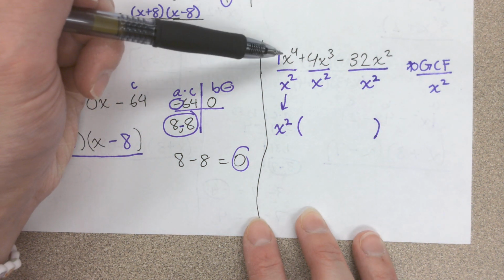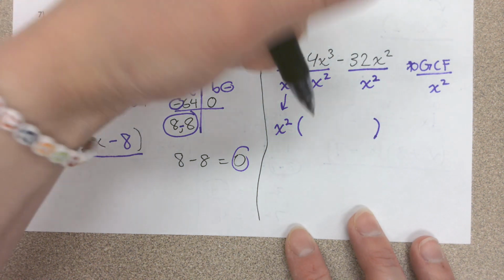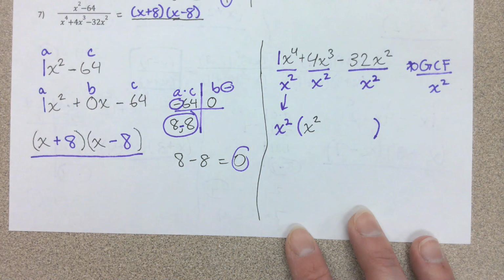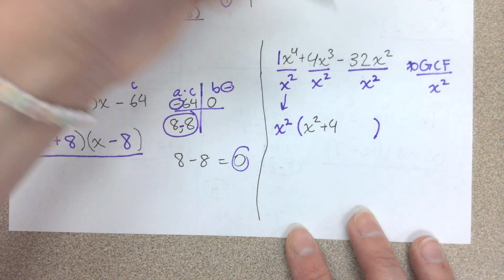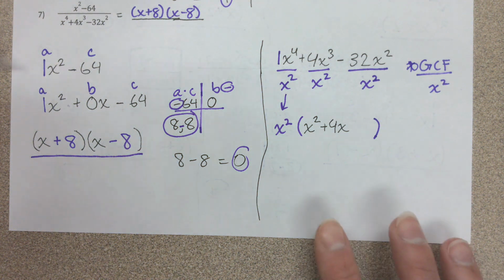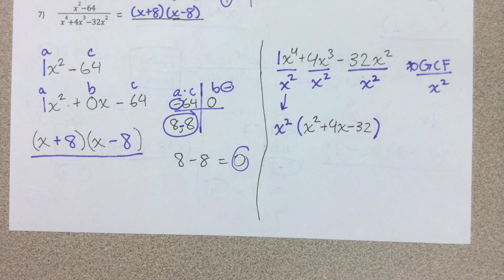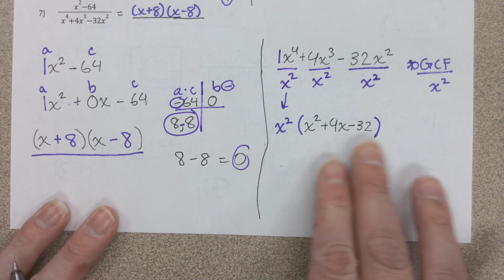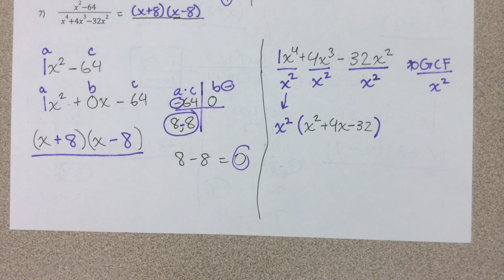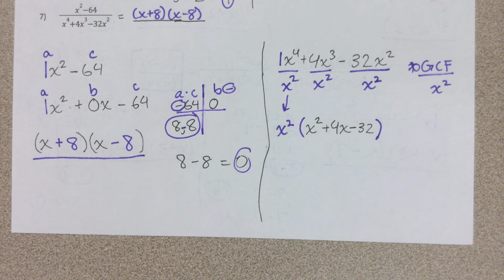Going through each of these, I am dividing, so subtract the exponents. We have 4 minus 2. This is x squared. Plus 4, 3 minus 2, that's just 1, so x. Minus 32, and we have x squared on the top and bottom, so that's just going to cancel completely. This is what we currently have. Now don't just do one thing and assume you're done. Inside those parentheses, x squared plus 4x minus 32 is another factoring problem.